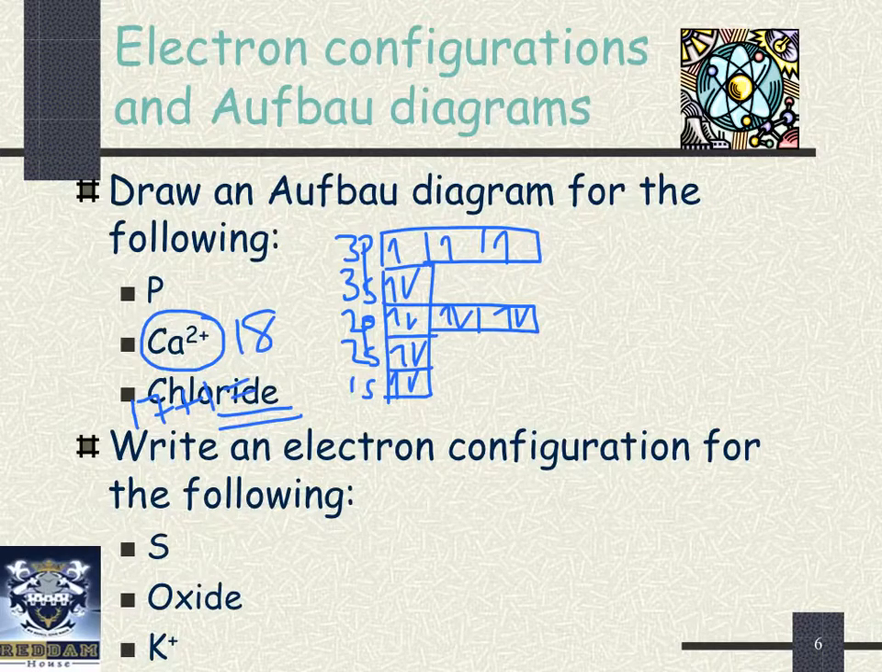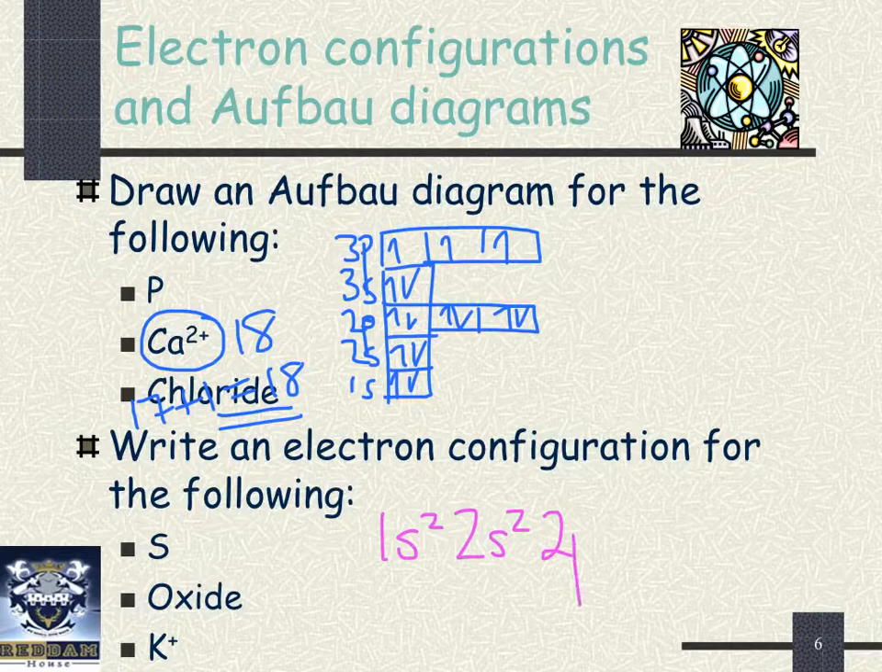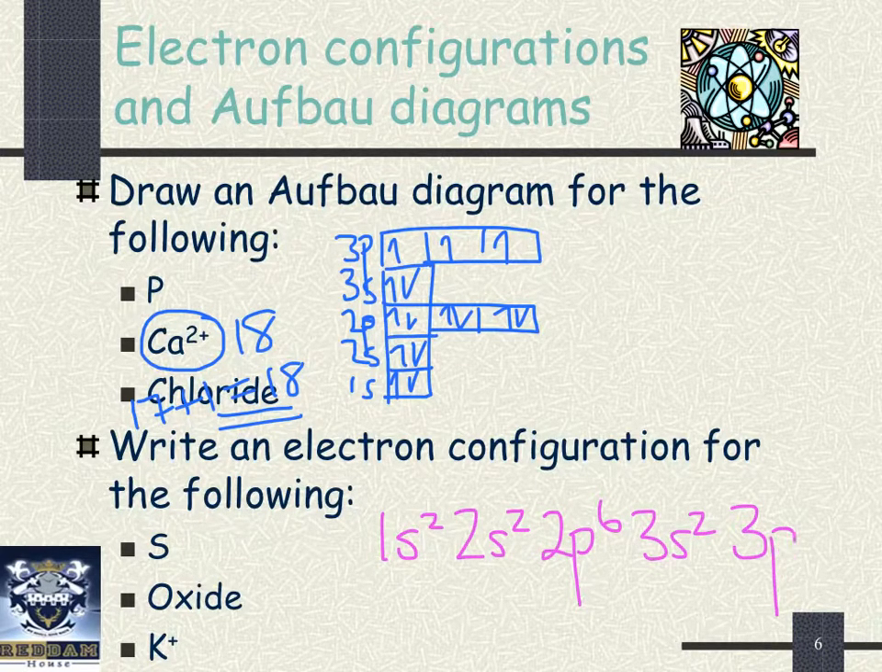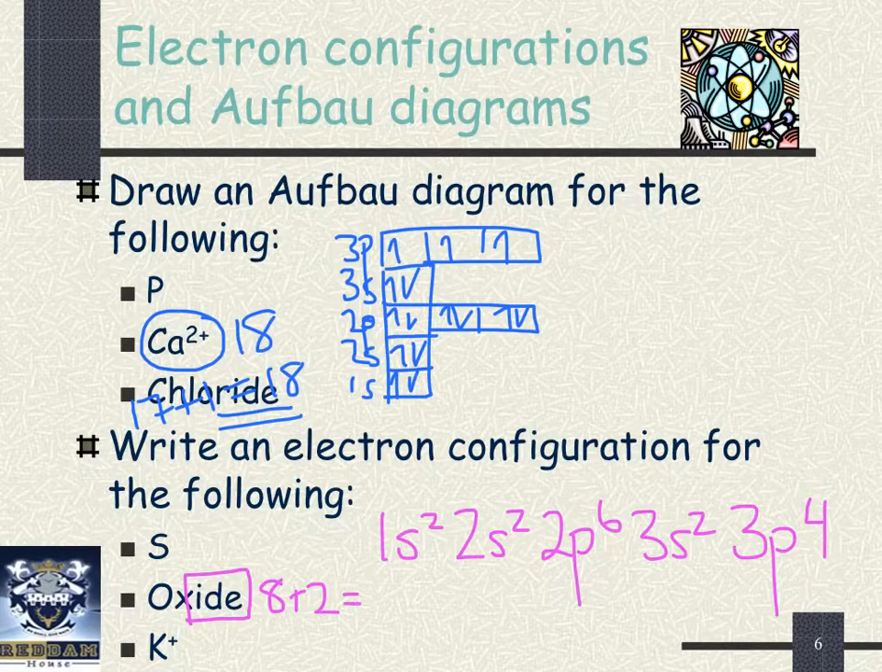When I have to draw electron configurations, for example, if I'm going to do sulfur, it's 1s2, 2s2, 2p6, 3s2, 3p4. That is the 16 electrons represented. Oxide means that I need to add 2 extra electrons to what oxygen normally has. 8 plus 2 is equal to 10 electrons over there.